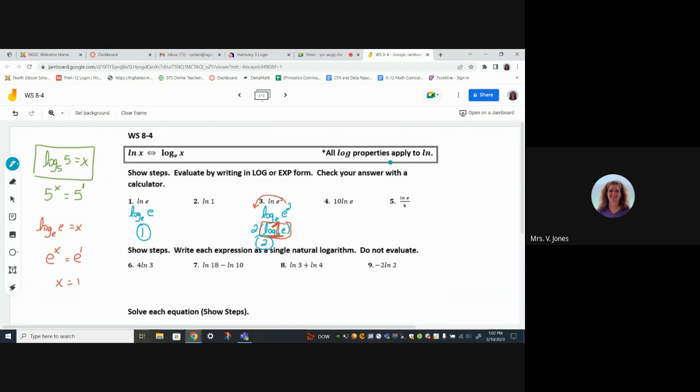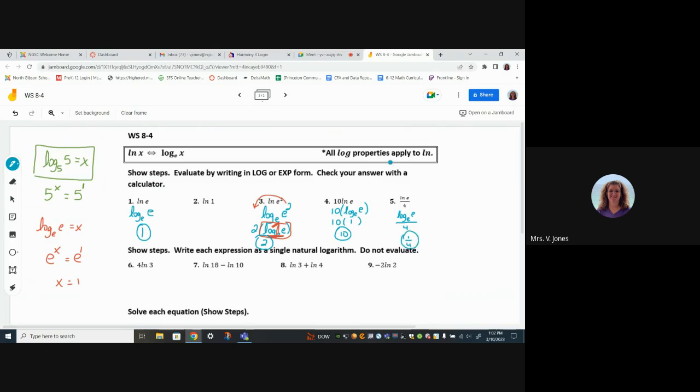Now let's try number 4. So we've got this 10 over here. And we know that ln is the same as log base e. And then we've got an e back here. That's what we're taking the logarithm of. We know that log base e of e is 1, so we get 10. Number 5, in the numerator, we've got ln of e, so log base e of e all over 4. And we know that log base e of e is 1, so that's just 1/4.